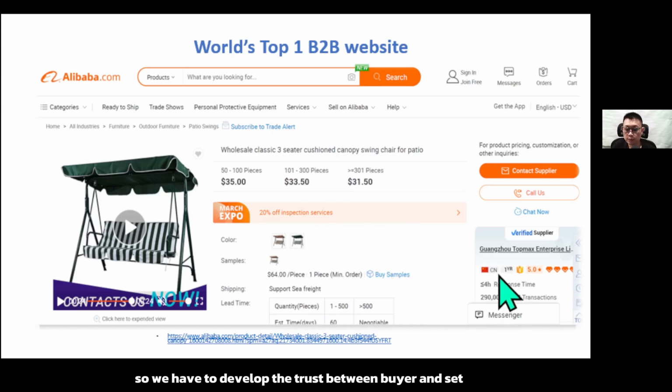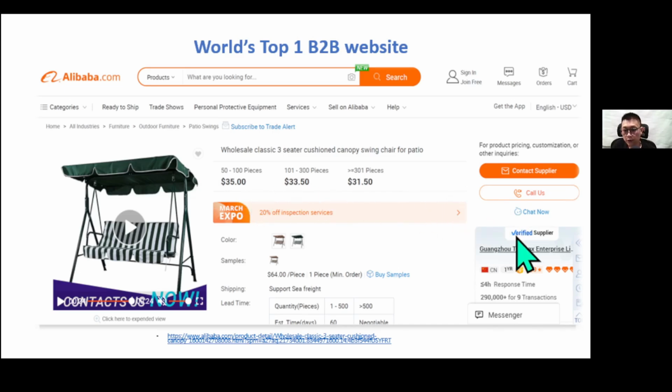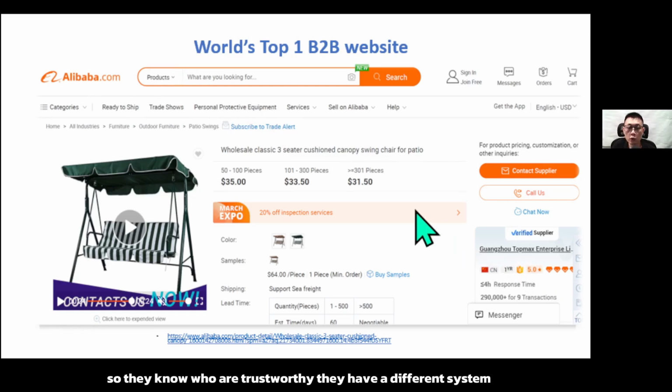So we have to develop the trust between buyer and seller, and the website serves an important role to help each other to build relationship, to search efficiently, to match each other, and provide a smooth transaction process during each stage, to secure every stage, during the search stage and the evaluation stage, even contract. When you order here, you pay here, it's an online contract. And the data of buyer and seller are stored, are recorded by Alibaba.com. So they know who are trustworthy.